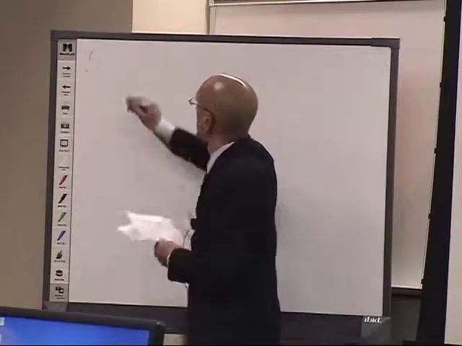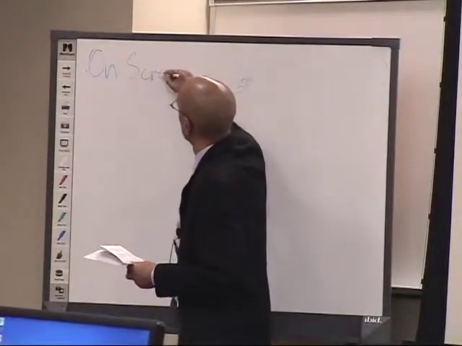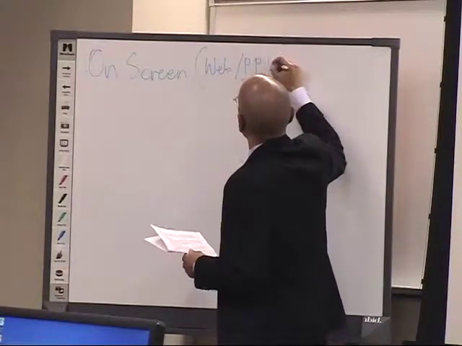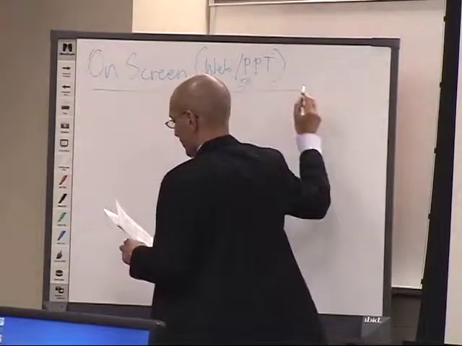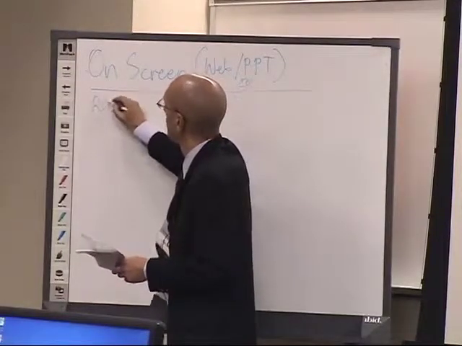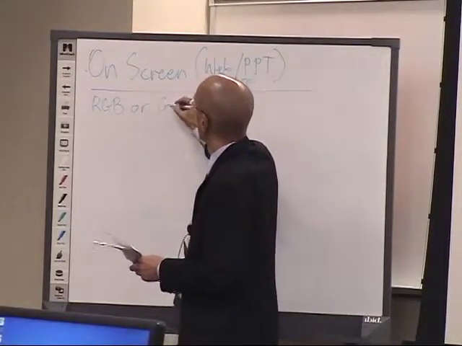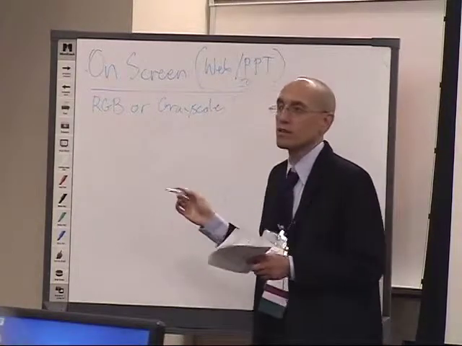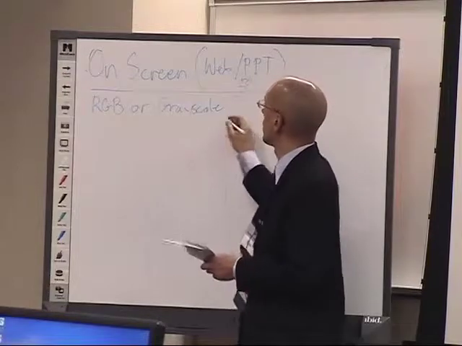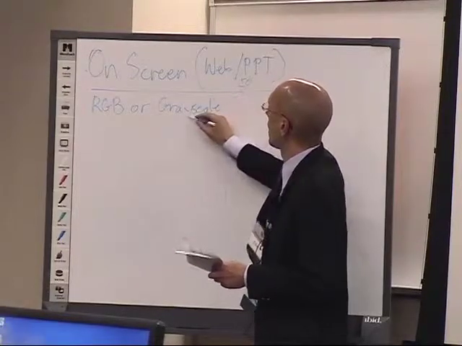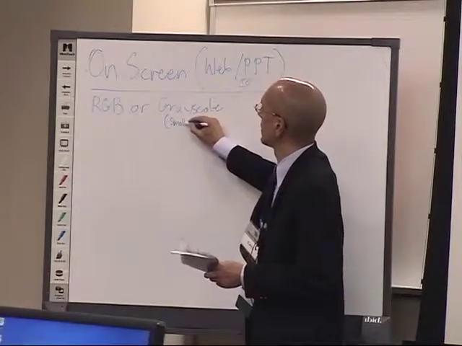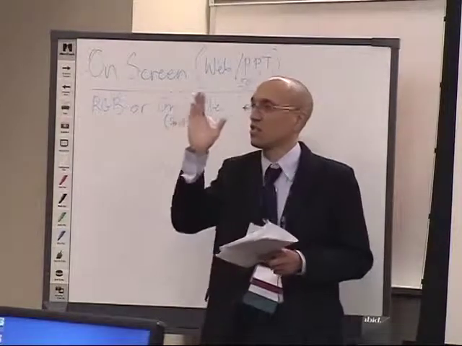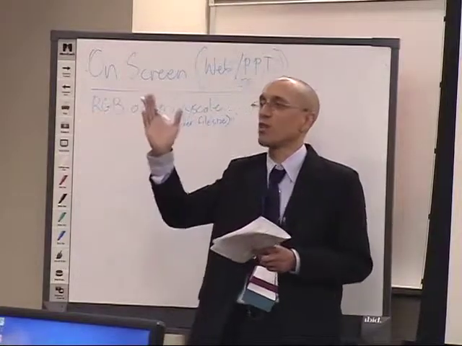So on screen, which means web, PowerPoint, RGB, or grayscale. And something would be grayscale if it's just black and white. And if it's grayscale, one benefit is smaller file size, because there are fewer channels of color being used, so it'll be a smaller file.